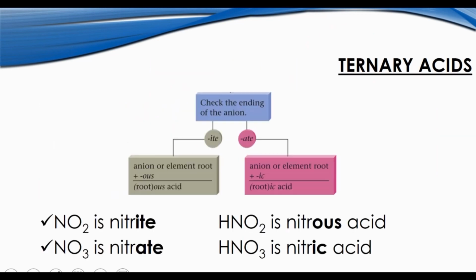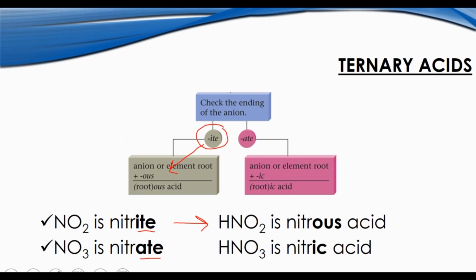Now, let's talk about the ternaries, because the ternaries are the ones that will have oxygen in them, and we can also easily tell them because they will contain a polyatomic. Right here on screen, we have 2 examples. What happens to the name when we have ITE as the ending of the name of the polyatomic, or ATE? Right here on the screen, we have NO2, which is nitrite. As you can see on the flowchart, when we have an ending ITE, we change it to OUS. So nitrite as an acid will change into nitrous acid.